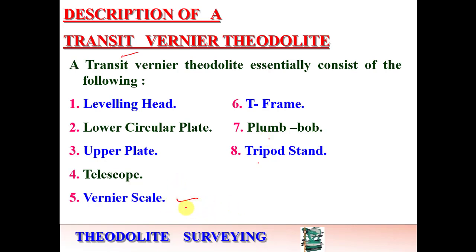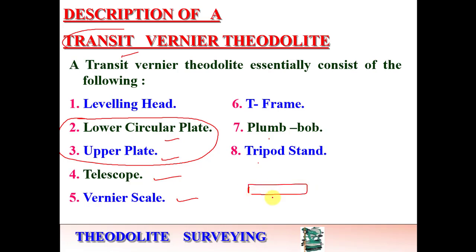Okay, the vernier scale lies on your horizontal plane, with the telescope. This must be able to rotate in the vertical direction because this is your transit vernier theodolite. The upper plate and lower circular plate are used for rotation of the theodolite in the horizontal direction. Okay, so basically this is our theodolite.